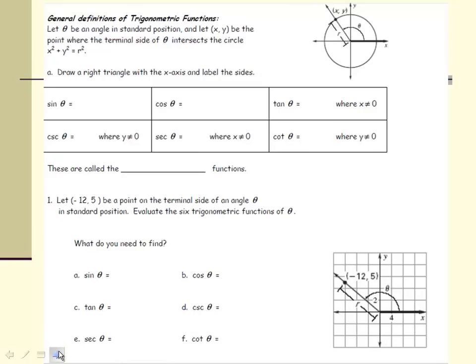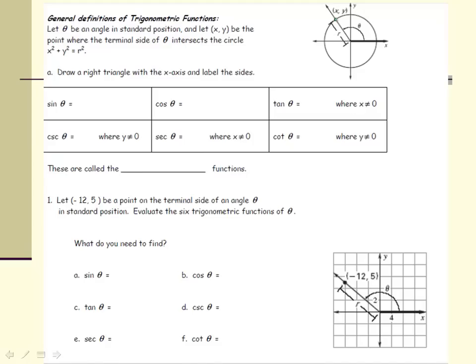So some general definitions of trig functions. If we let theta be an angle in standard position and let (x, y) be the point where the terminal side of theta intersects the circle x squared plus y squared equals r squared. So we've got a picture drawn in here. Our ordered pair is (x, y) right here.